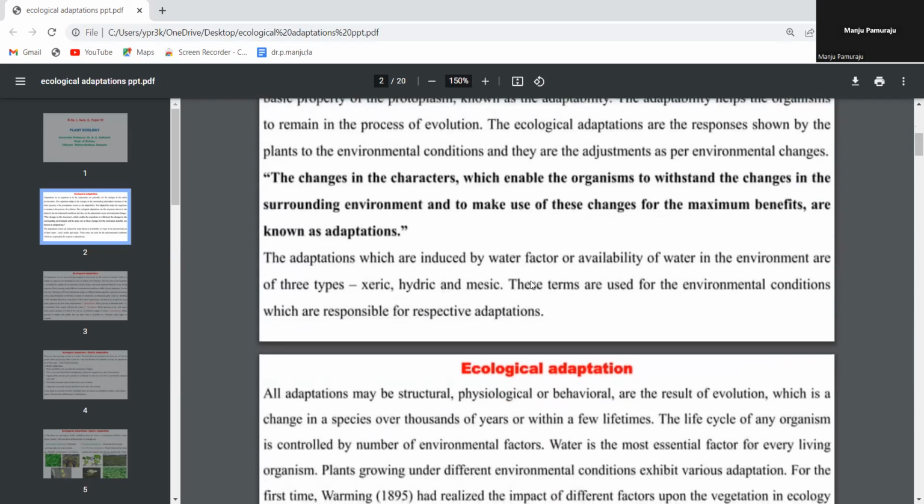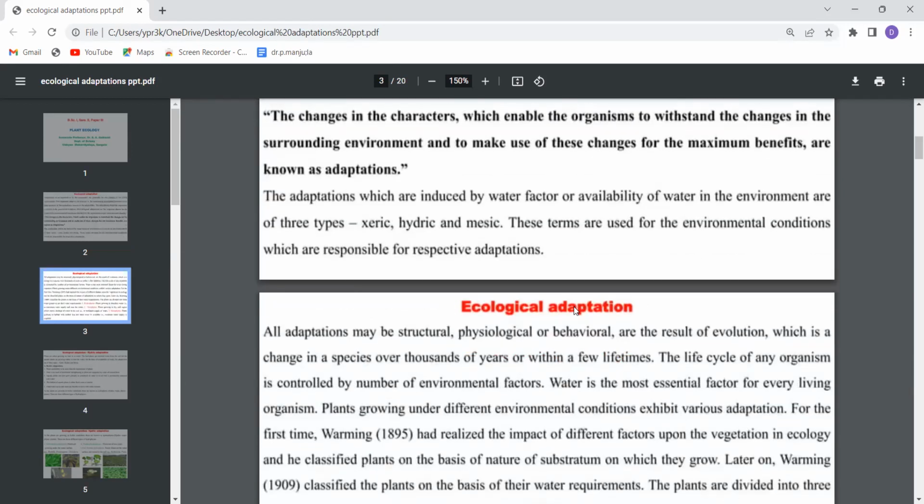Adaptations are induced by water factors, or the availability of water in the environment. Based on the availability of water in the environment, plants or organisms are generally classified into three: xeric, hydric and mesic. Xeric means dry habitats, where water availability is very low. Hydric means there is abundant water. And mesic means a minimum balance of dry and wet conditions. These terms are used for the environmental conditions which are responsible for the respective adaptations.